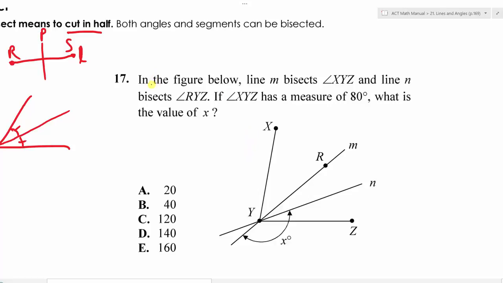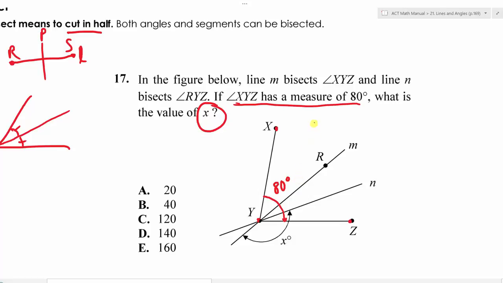Now 17, I would try it on your own. I'm going to go ahead and do it right now. In the figure below, line M bisects XYZ, and line N bisects RYZ. If XYZ has a measure of 80, what is the value of x? Okay, so they are looking for the value of x. They're telling us this really concrete piece of information, so we're going to use that first. XYZ has a measure of 80, so this entire angle here is 80 degrees.